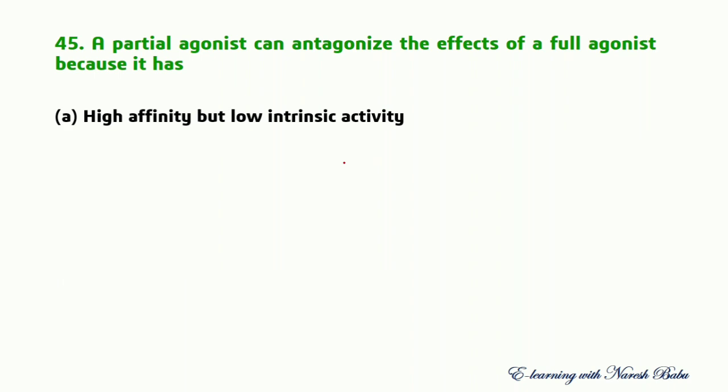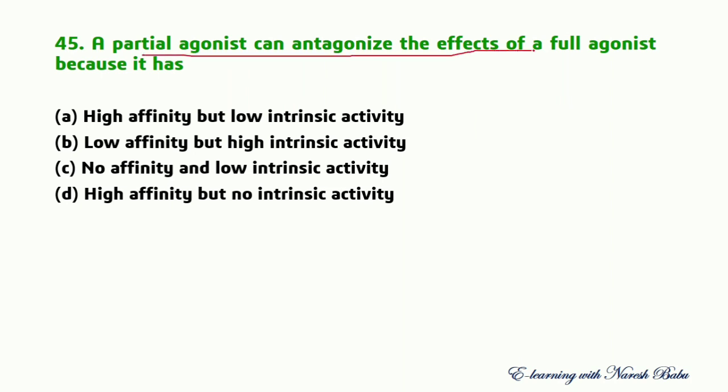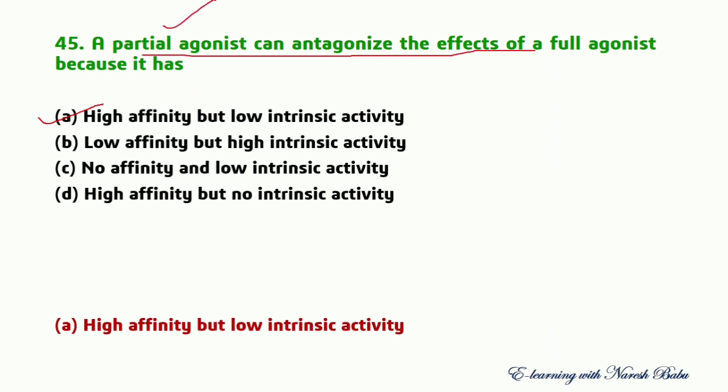And next question: a partial agonist can antagonize the effects of a full agonist because it has high affinity but low intrinsic activity, low affinity but high intrinsic activity, no affinity and low intrinsic activity, or high affinity but no intrinsic activity. So a partial agonist can antagonize the effects of a full agonist because of its high affinity but low intrinsic activity.